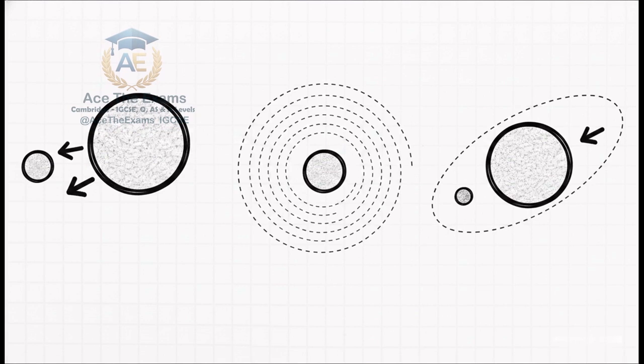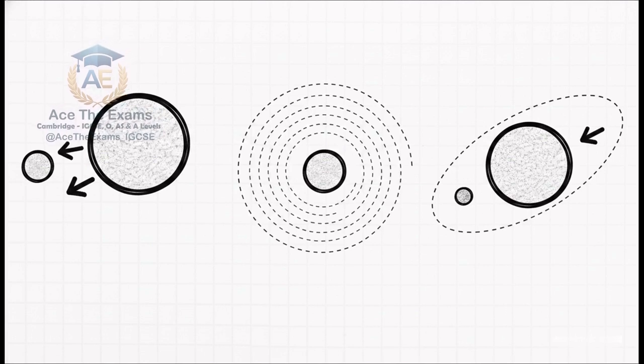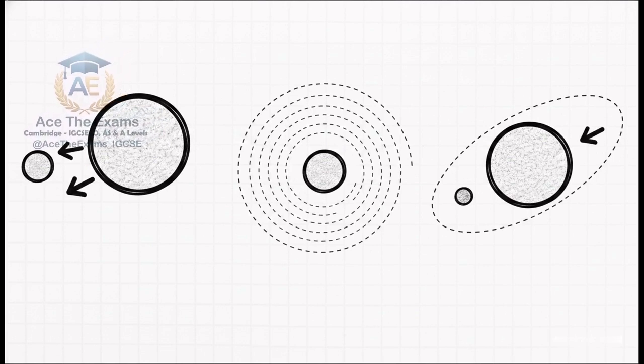And number 3, it is the gravitational attraction of our sun that actually keeps the planets in orbit. The sun's massively powerful gravitational field provides the exact centripetal force required to constantly change the direction of the planet's velocities, keeping them locked in that circular path.